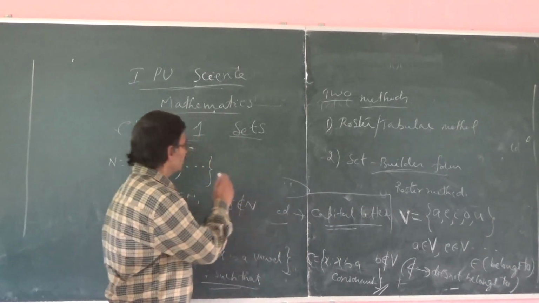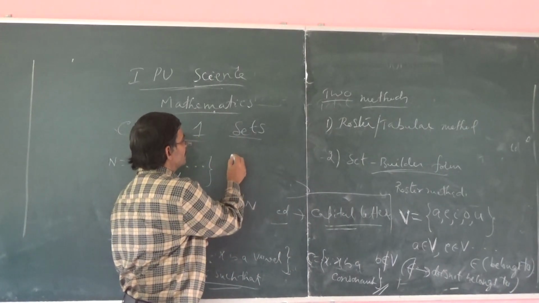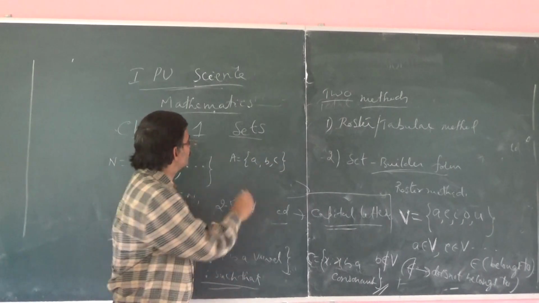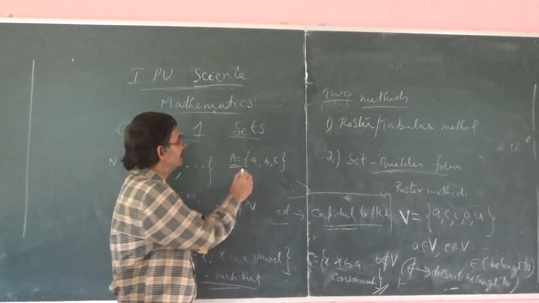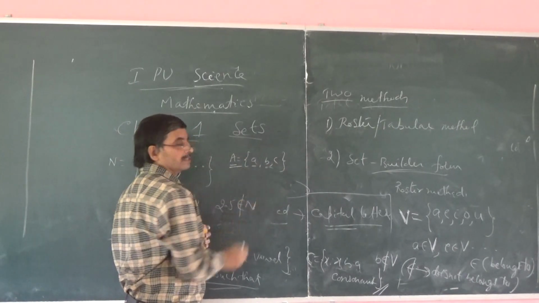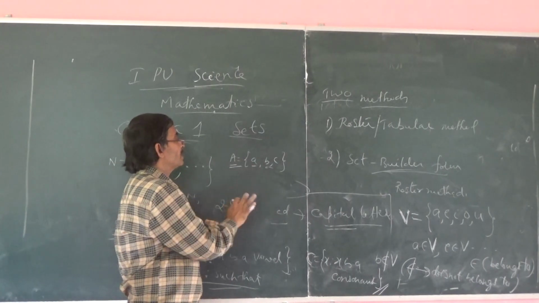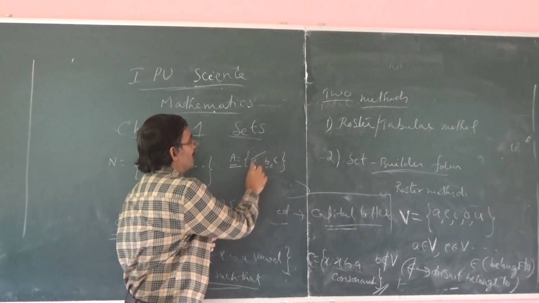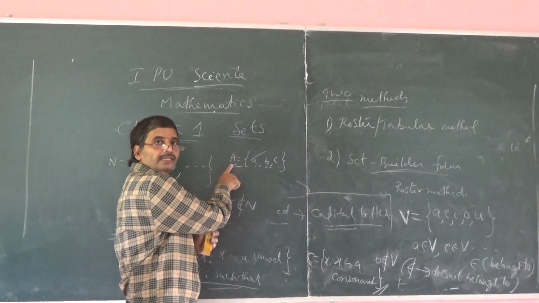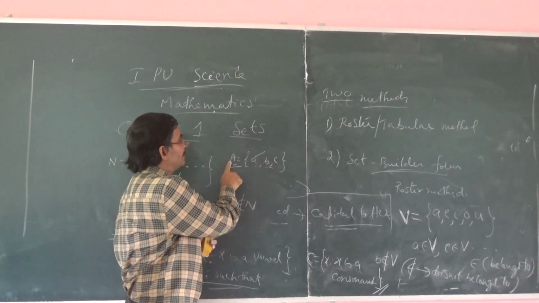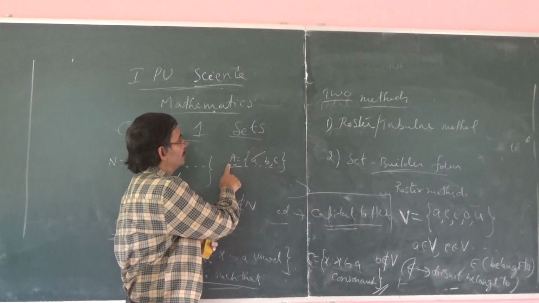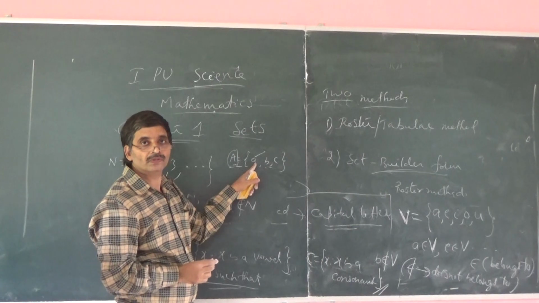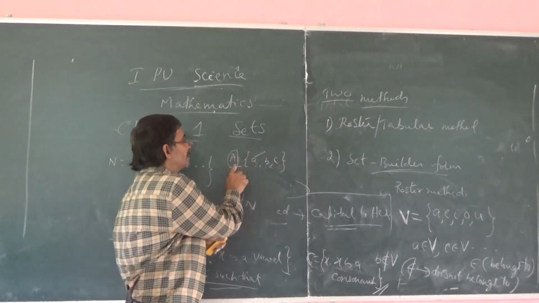An important point to remember: if I write a set like this, A equal to a, b, c, the set name has to be a capital letter, whereas the elements have to be small letters. What is the meaning? Small a is an element of capital A. Similarly, b is an element of A, c is an element of A. Capital A stands for the set. Small a stands for a member, an element of the set A.